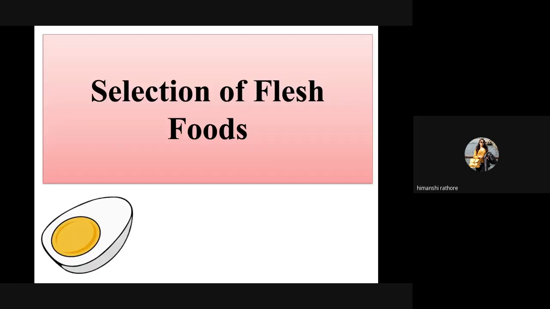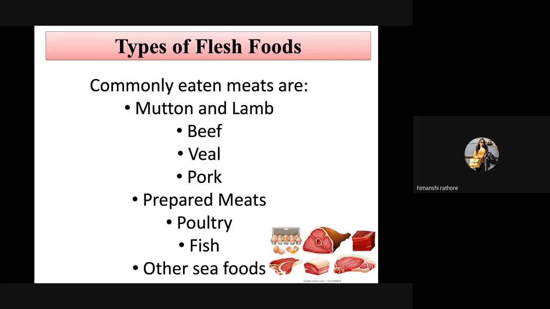Then coming to the selection of flesh food, there are many types of fresh foods available in the market, like mutton, lamb, beef, veal, pork, prepared meat also, poultry, fish, and other seafoods. So these are the types of flesh foods which are available, but we just have to read about the selection of good quality flesh foods. Our focus is on that.